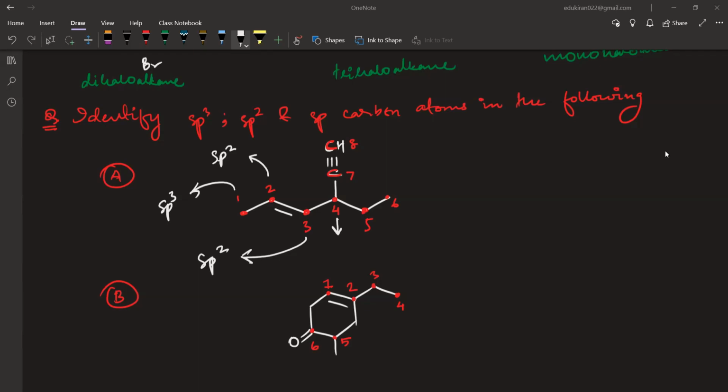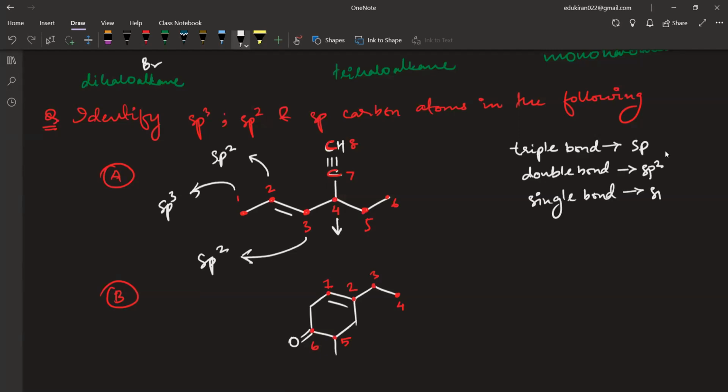If you have a carbon-carbon triple bond, if the carbon whose hybridization you are finding has a triple bond, that means it is sp. If that carbon has a double bond, then it will be sp2. If the carbon only has single bonds, it will be sp3. If there is even one triple bond, sp. If there is even one double bond, sp2. If there are only single bonds, then it will be sp3.